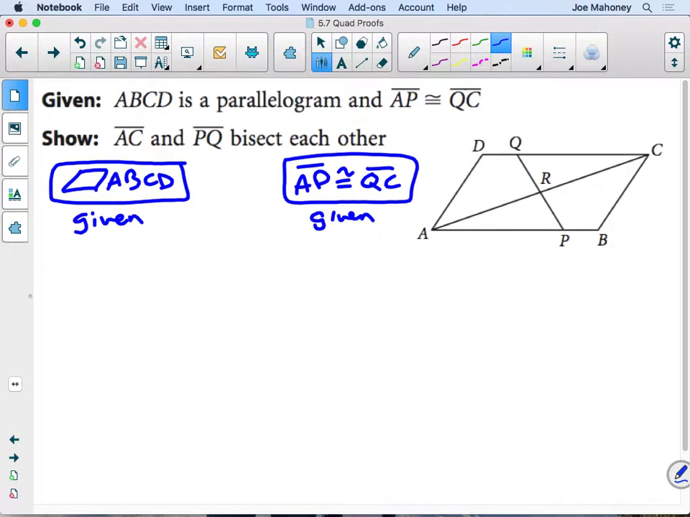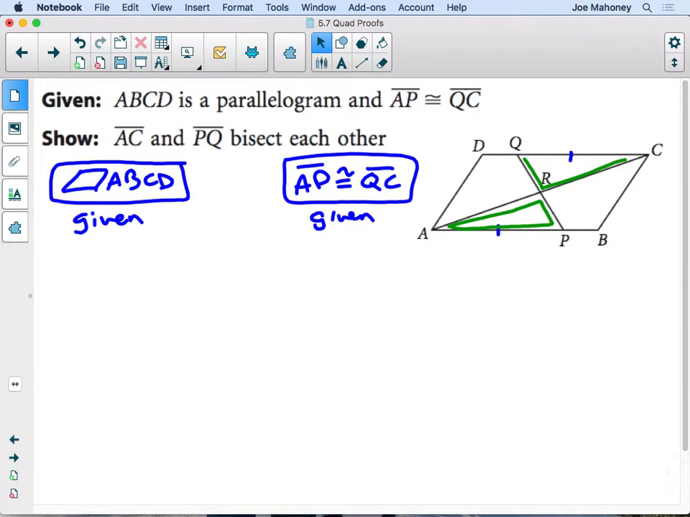So now let's plan things out a little bit. I know that AP is congruent to QC, and what I want to show is that AC and PQ bisect each other. I know a bisector means it cuts things in half, so I really want to show that AR and CR are equal, and QR and PR. So I want to show these 2 triangles congruent. Let's go back a little bit, and I want to show that this red one is congruent.